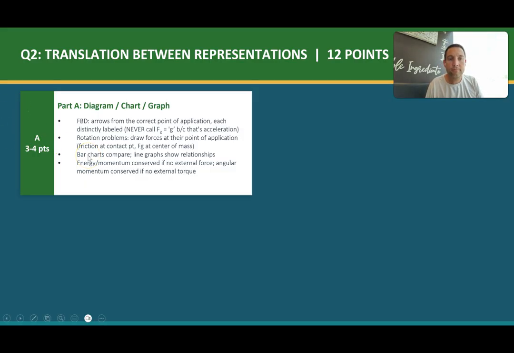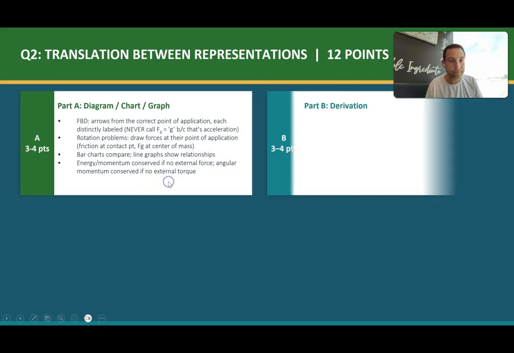Bar charts might be drawn here. Line graphs might be drawn here. Remember the difference between the two. Don't draw a line graph, which shows relationships, when you should be drawing a bar chart. Or don't draw a bar chart, which compares two things, when you should be looking at a relationship between variables. Remember that your energy or momentum is conserved if there's no external torque for rotation. Energy and momentum is conserved if there is no external force for translation.